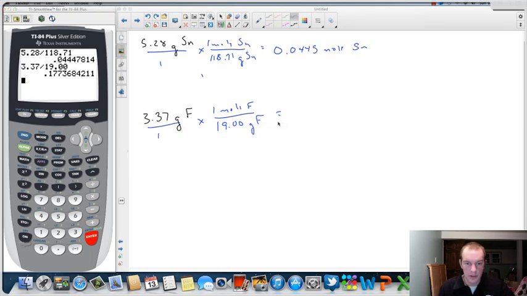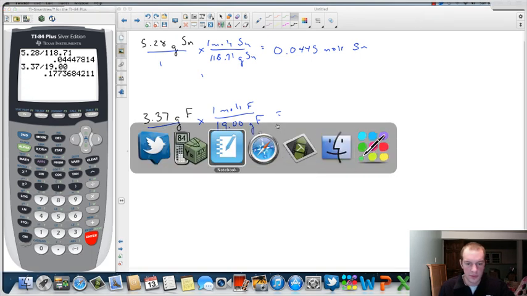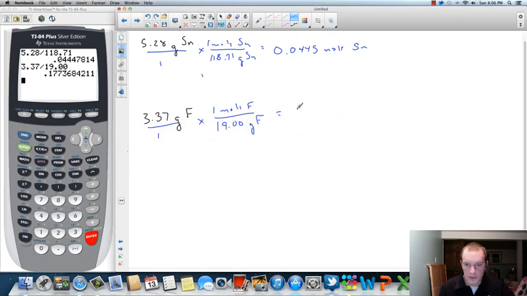to 0.177. Okay, keeping the significant figures consistent, moles of fluorine. Okay, then we're going to go ahead and divide everything by the smallest number of moles, in this case 0.0445. When we do this, we can figure out that it's going to be 1 mole of tin divided by 0.0445.